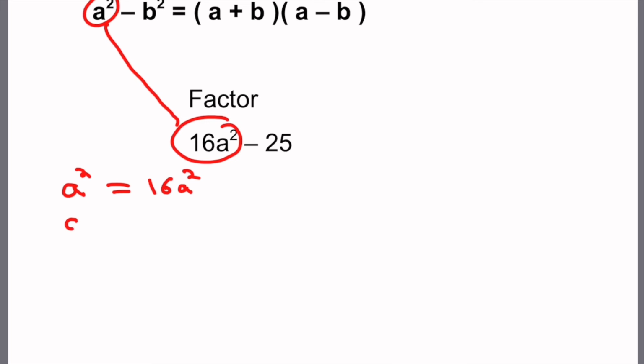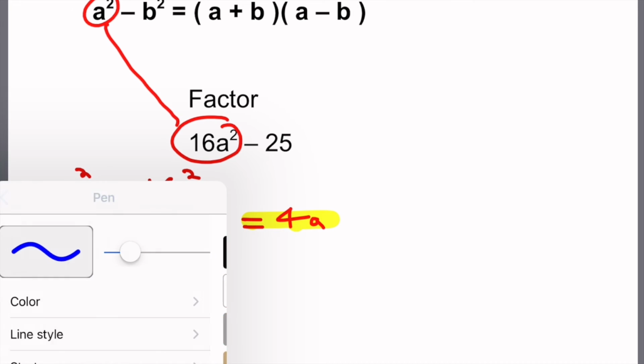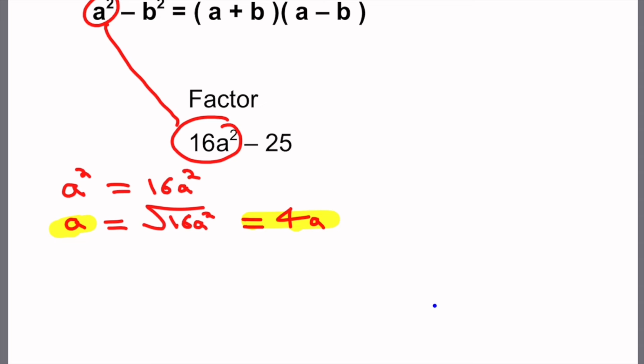That means we solve for a and we square root this side. 16a squared. And square root of 16 is 4. Square root of a squared is a. So that works. Our value of a is 4a. Easy. Now let's check the b squared again. We're going to ignore that negative, that minus for now.